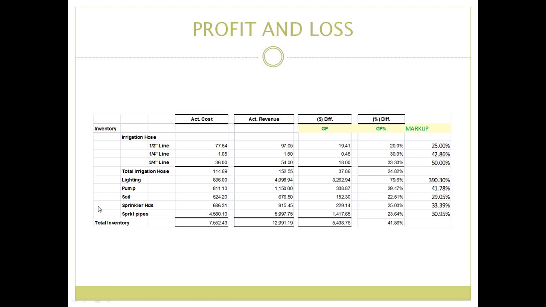And actually, this portion of the spreadsheet was just downloaded into Excel from QuickBooks. So if you are using the item list in QuickBooks, you would be able to run these types of reports.